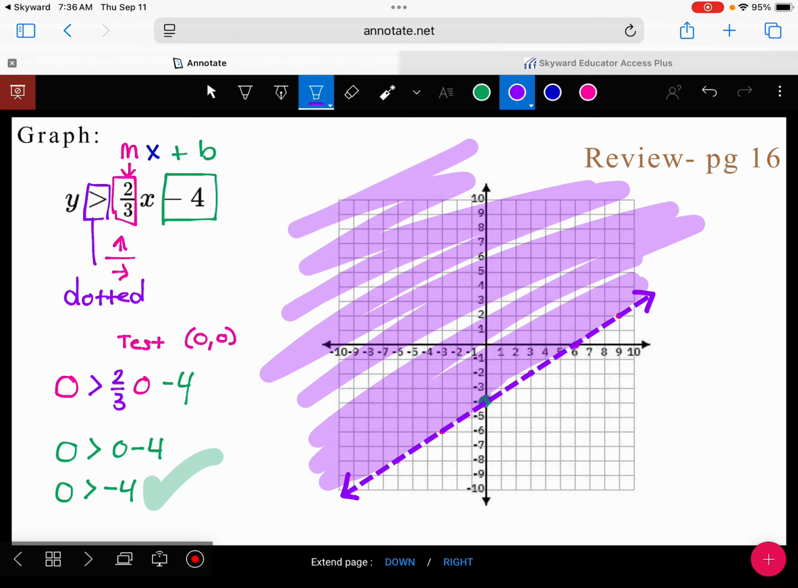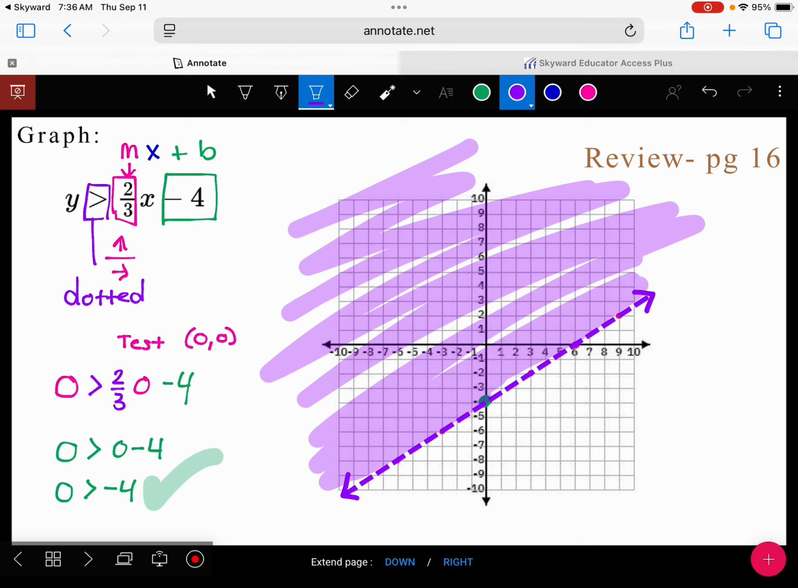Okay, so dotted lines themselves don't count for answers, but the solid ones do. If it's in the colored region, it counts for an answer. If it's not in the colored region, it doesn't count. Because what we're going to look at now is, just as we had two equations of lines, we're going to look at two equations of inequalities.